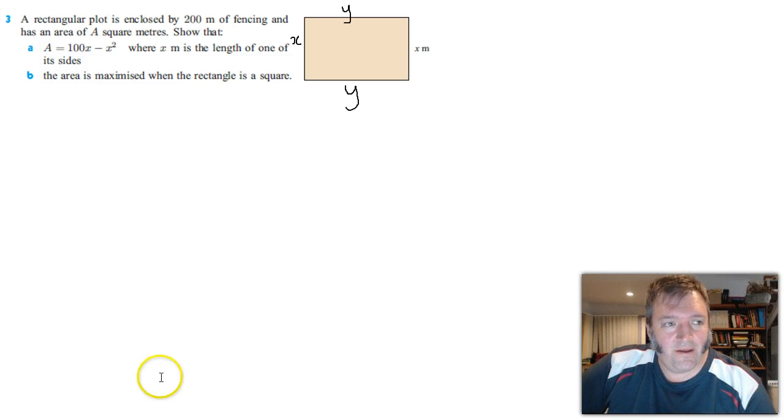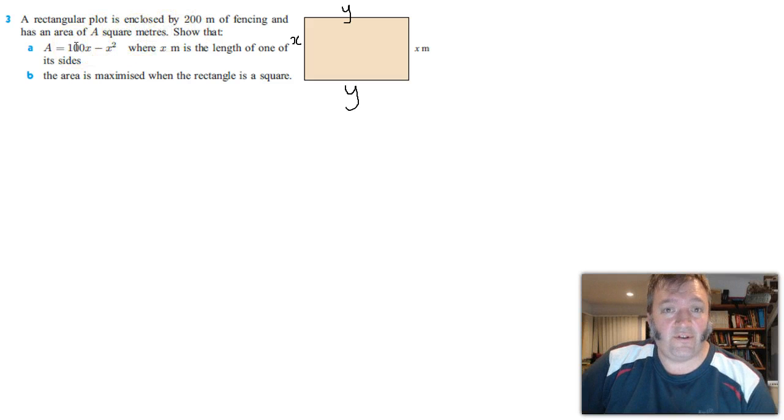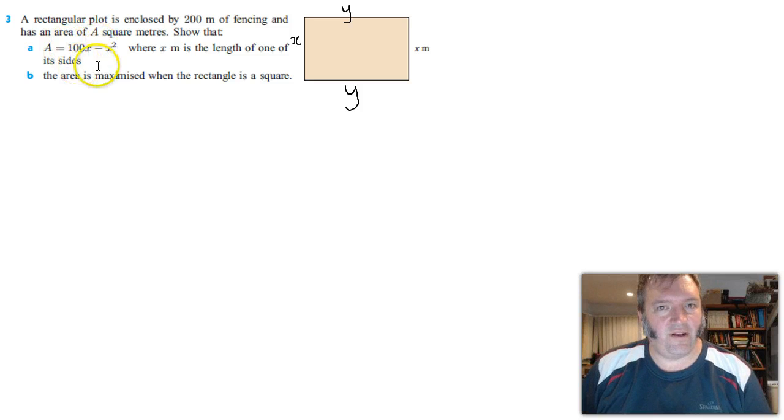Let's hope it helps. So we've got a rectangular plot enclosed by 200 metres of fencing and it has an area of A squared. First thing we have to do is show that the equation for A can be written in terms of x only. So how do I go about doing that?